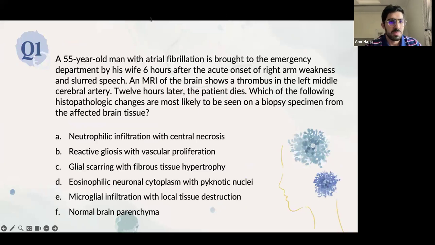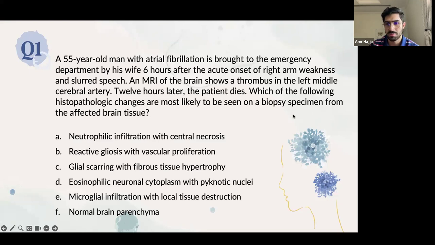I'm gonna read. A 55-year-old man with atrial fibrillation is brought to the emergency department by his wife 6 hours after the acute onset of right arm weakness and slurred speech. An MRI of the brain shows a thrombus in the left middle cerebral artery. 12 hours later, the patient dies. Which of the following histopathologic changes are most likely to be seen on a biopsy specimen from the affected brain tissue?